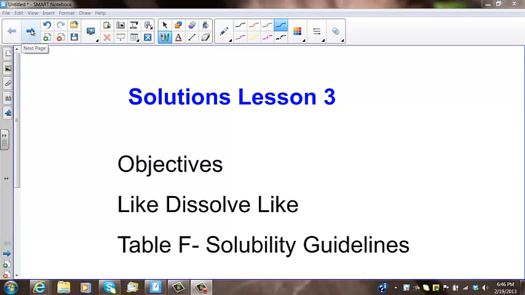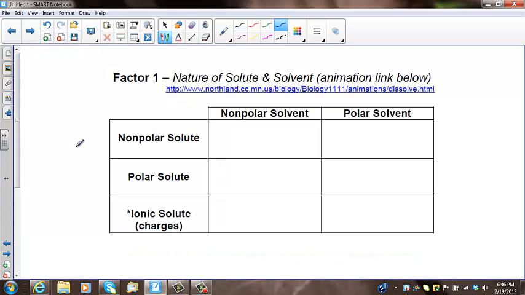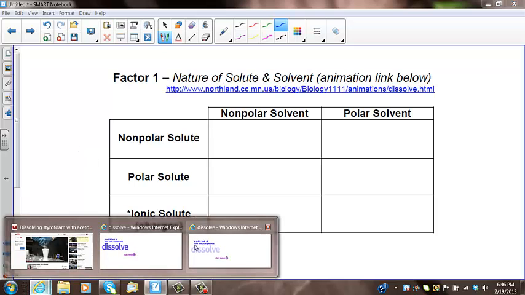So let's get started. The first thing that we're going to talk about is why something dissolves in something and maybe not in something else. So this is called nature of the solute and solvent. And we're actually going to look at an animation before we get started.